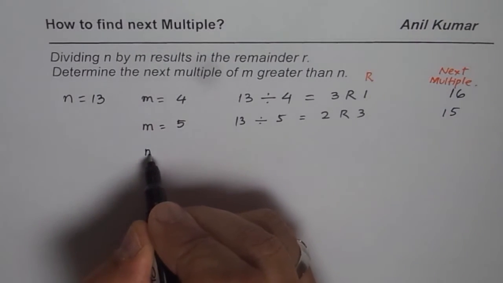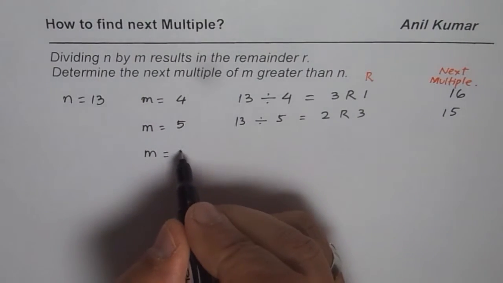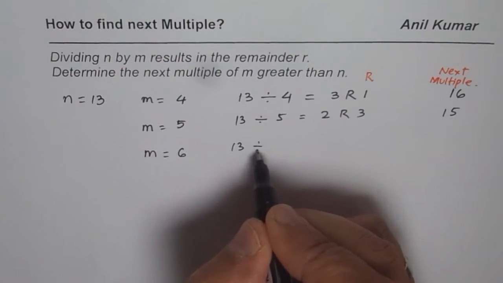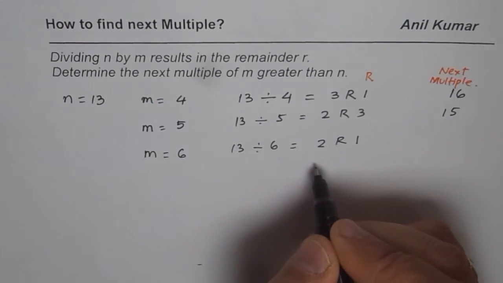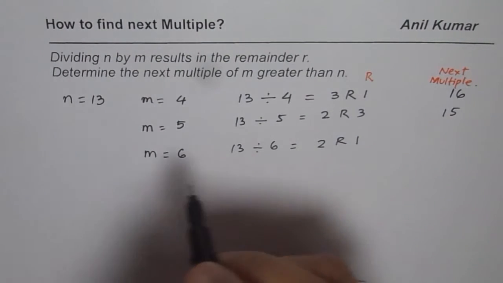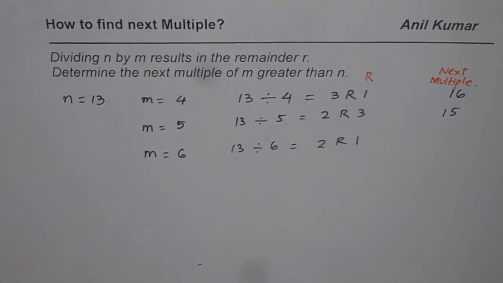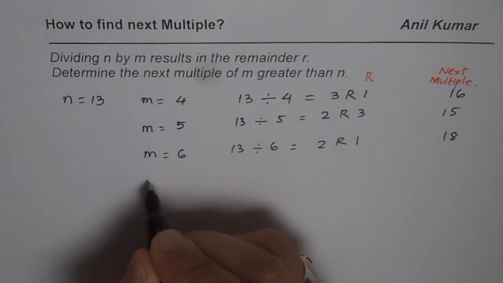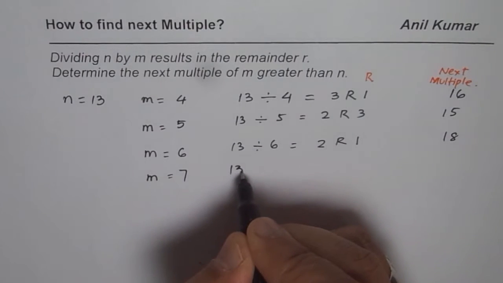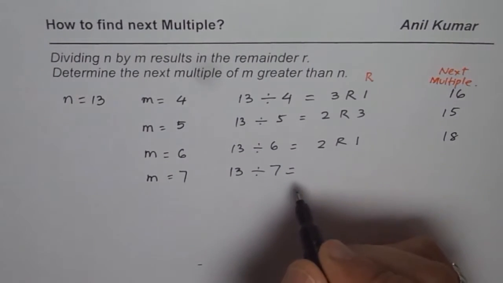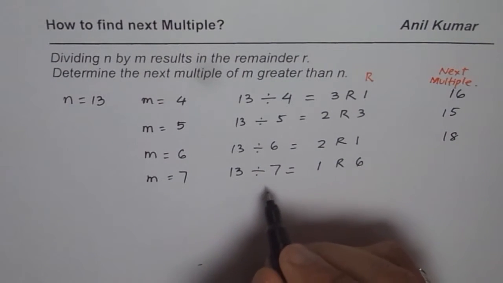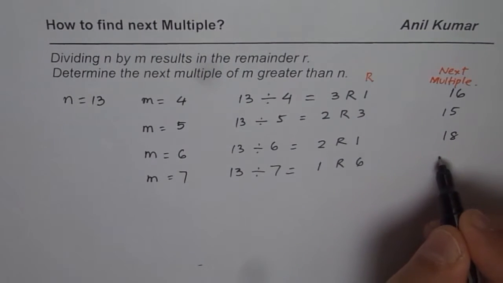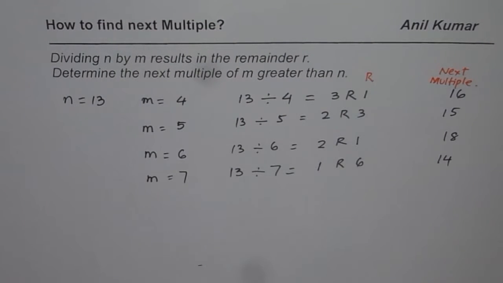Let's take m equal to 6 this time. 13 divided by 6: 6 times 2 is 12, remainder is 1. And the next multiple of 6 which is greater than 13 is 18, so we'll write 18 here. And let's take m equal to 7. We are just experimenting with a few values, so let this be the last one. 7 times 2 is 14, so the quotient is 1 and the remainder is 6, and the next number is 14. That is how we get an idea.